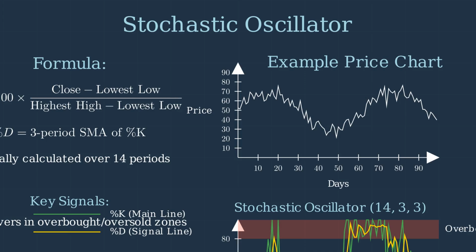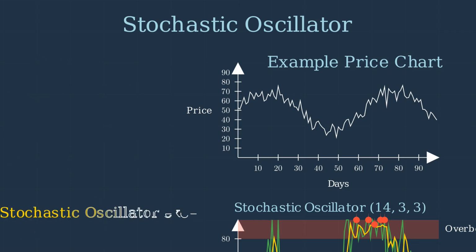Traders look for crossovers between the %K and %D lines, especially when they occur in the overbought or oversold zones. Divergence between price and the oscillator can also indicate potential reversals. Unlike some momentum indicators, the stochastic oscillator performs best in ranging or sideways markets, rather than trending ones. The key strength of the stochastic oscillator is its ability to identify potential reversal points, helping traders time their entries and exits in ranging market conditions.